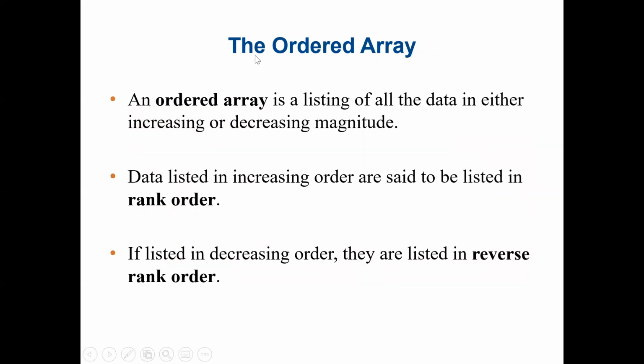So next we have what we call the ordered array. An ordered array will be a list of all data in either increasing or decreasing magnitude. So an ordered array means the data is sorted, either in increasing order or decreasing order. Also, data listed in increasing order are said to be listed in rank order. Now, if it's listed in decreasing order, from the highest to lowest, then we say they are in reverse rank order.